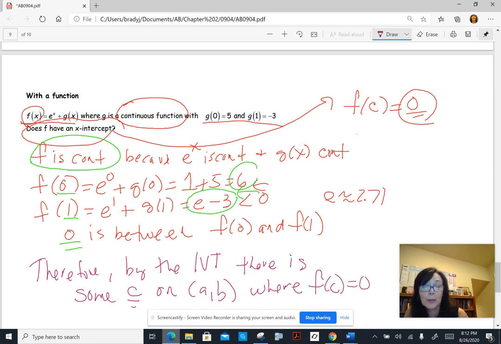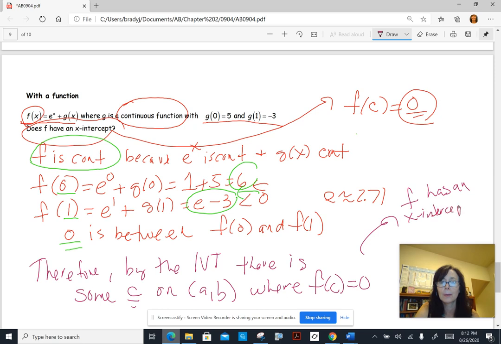Now we got to do one extra step because they didn't ask me that. What was the question? The question says, is there an x-intercept? So we're going to tell the reader that f has an x-intercept at x equals c.